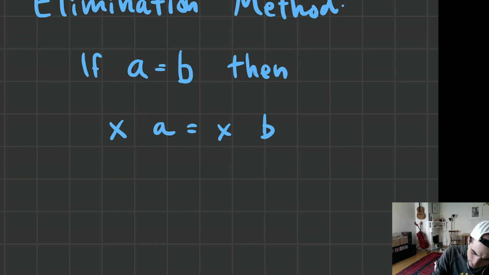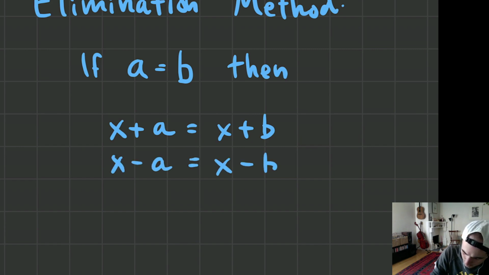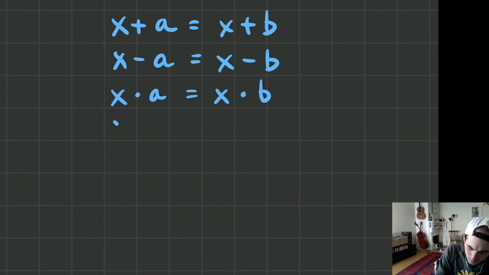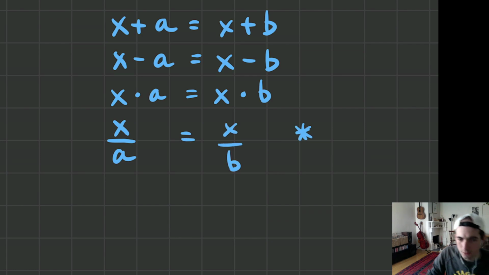Why don't I make a list? You can have x plus a equals x plus b. We could have x minus a, which is equal to x minus b. We could have x times a, and that's going to be equal to x times b. But if we have x over a equals x over b, I'm going to put a little star there, and yeah, I think that in the chat it's kind of become evident.